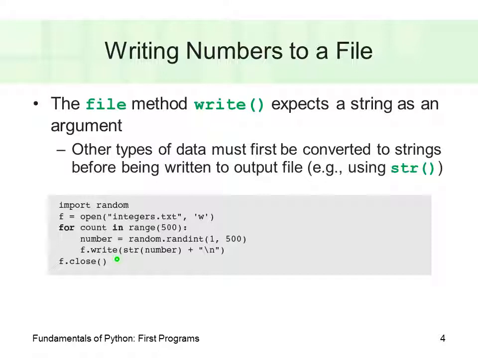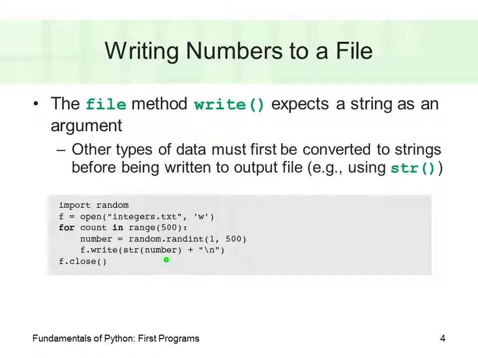And please note these steps. We have to use the write method on the virtual file, the file object. And inside, the argument is the number converted to a string. And notice here, we're concatenating a new line character.